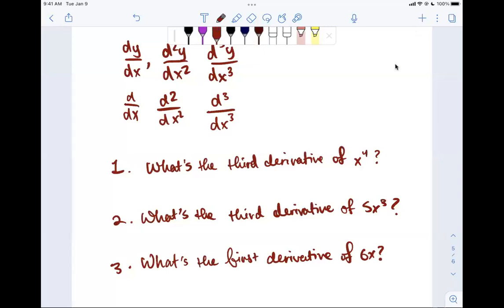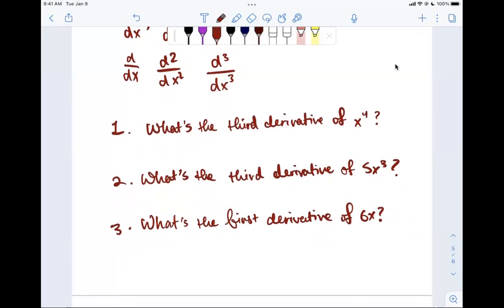All right, so to find the third derivative of x to the fourth, we just take the derivative 3 times. The first time we pull down the 4 and reduce the power by 1, so we get 4x cubed. Then we do it a second time, so now we pull the 3 down and multiply it by the 4. So we're going to get 12x squared, because we're again decreasing the power by 1. Then we do that one more time. So we pull the 2 down, multiplied by the 12. That's going to be 24x to the 1, or just x.